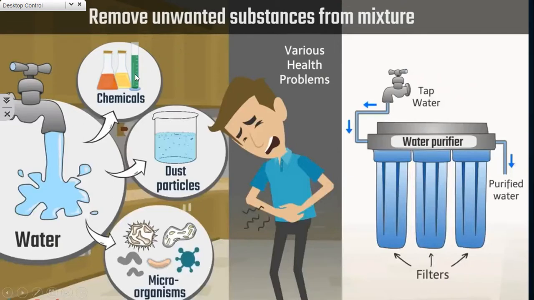So take an example. See here, water. Water also contains chemicals, dust particles, microorganisms. When we take in water as such, it leads to various health problems. So what are we doing? We are filtering the water using an RO system and making it potable and fit for our drinking purpose. Okay, this is an example of what we are utilizing in our day-to-day life. Likewise, separation is not only required for our day-to-day life, it is also used in various fields.